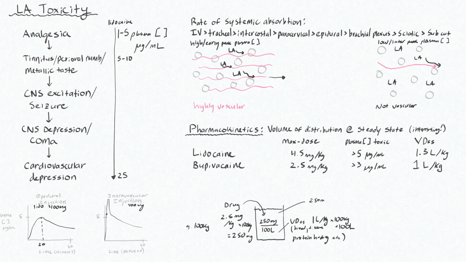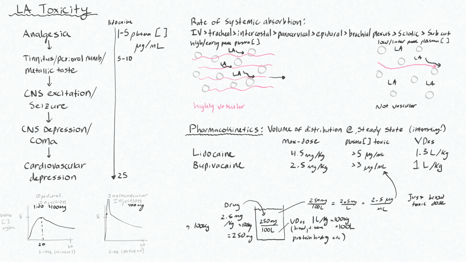If we crunch these numbers, we end up with 2.5 milligrams per liter, which is 2.5 micrograms per mL, which is just below this toxic dose. So we give this person basically the max dose of bupivacaine that's allowed, and because of the volume of distribution of that drug, his resulting plasma concentration is going to be just below what we consider to be the toxic dose.